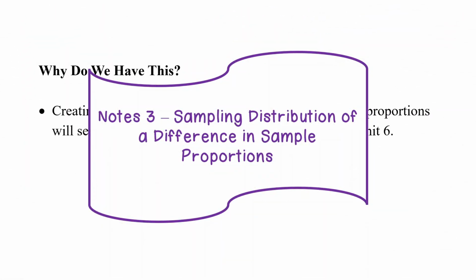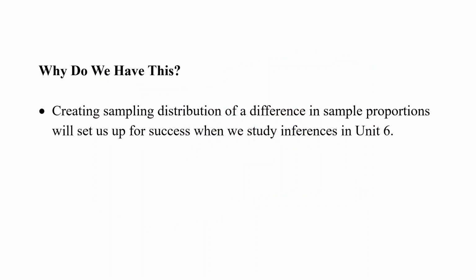As we go into Notes 3, it's important to keep in mind where we've come from. In the video right before this, we discussed the sampling distribution of a sample proportion. And now in Notes 3, we're going to be discussing the sampling distribution of a difference in sample proportions. The first question I always like answering is, why do we have this? So we have the first sample proportion sampling distribution. Why are we moving into a difference in sample proportions?